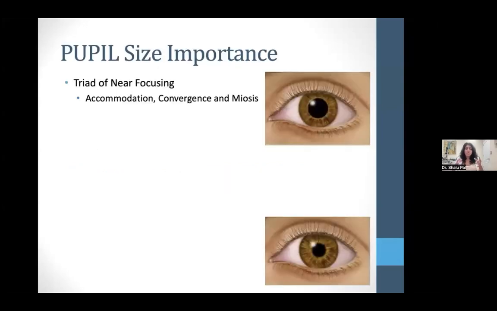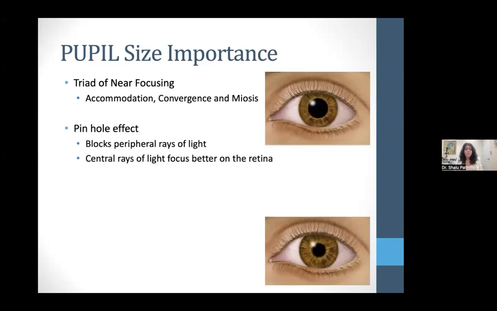Let's think about the triad for focusing at near. We accommodate, we converge, and our pupils shrink, right? And when we think about a pinhole effect, we've all done it. We've all handed our patients a pinhole to see if we can improve vision with it. What happens? All that stray light is blocked, and we get light coming in through a much smaller opening. How are we helping to focus light? We're doing it with a smaller pupil.